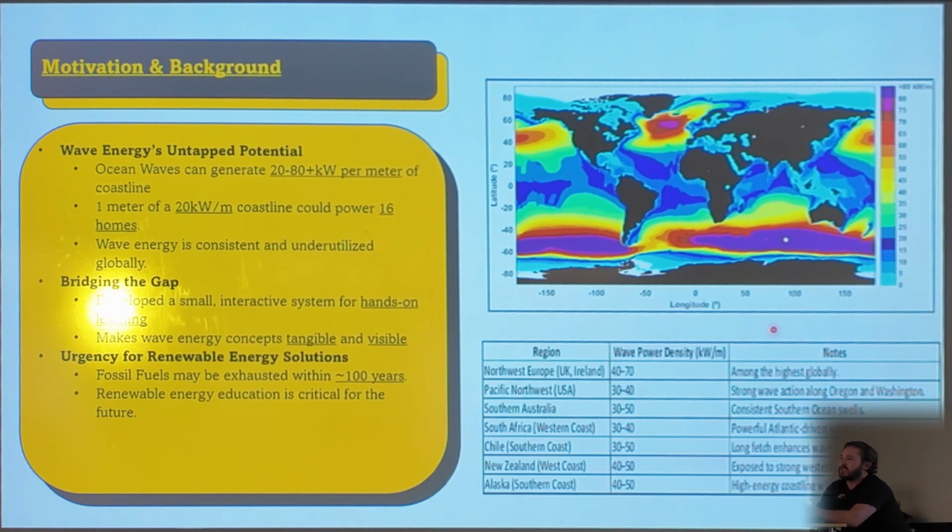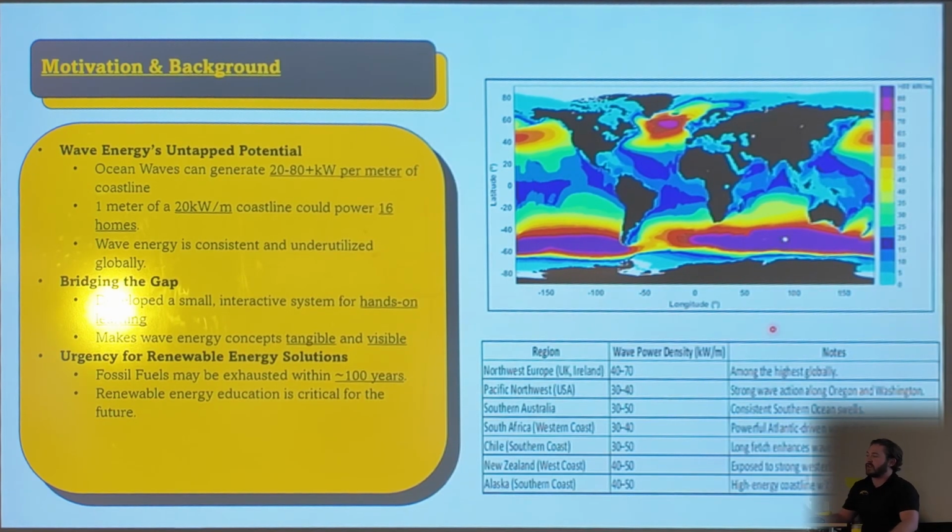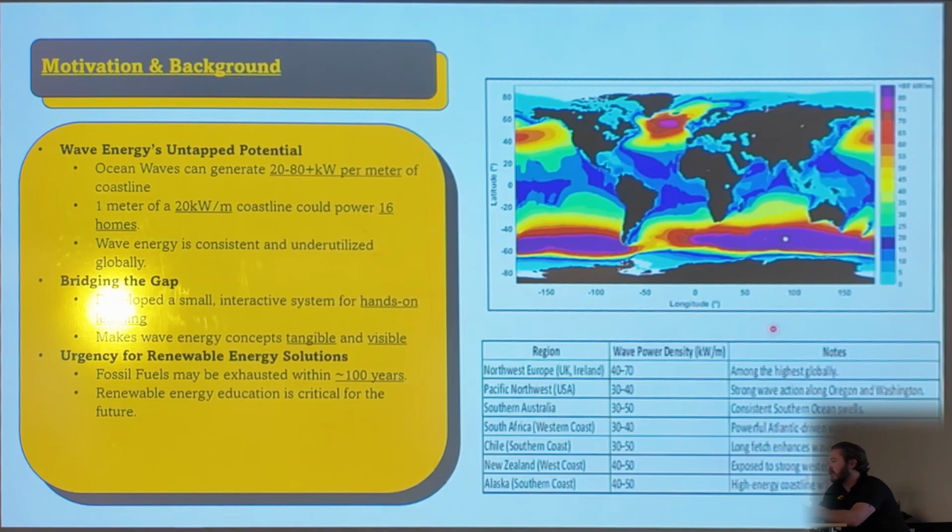So essentially, 1 meter of coastline on the lower scale, 20 kilowatts per meter, could power up to about 16 homes. And that's only 3 feet. So that's an enormous amount of potential there. If someone were to take advantage of a much larger piece of coastline, you could power entire cities with this technology. And the good thing about wave energy is it's pretty consistent. It's always there. Some locations don't really have much activity, but the places that do are pretty consistent with that.